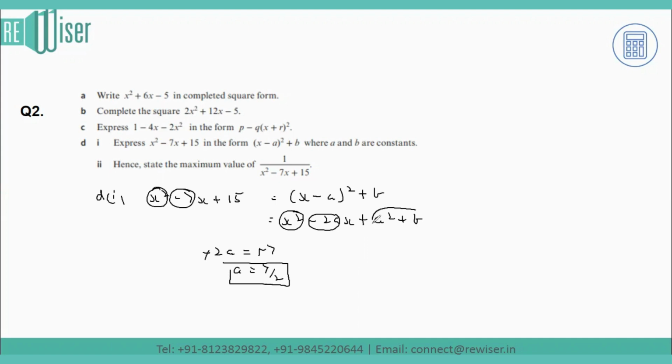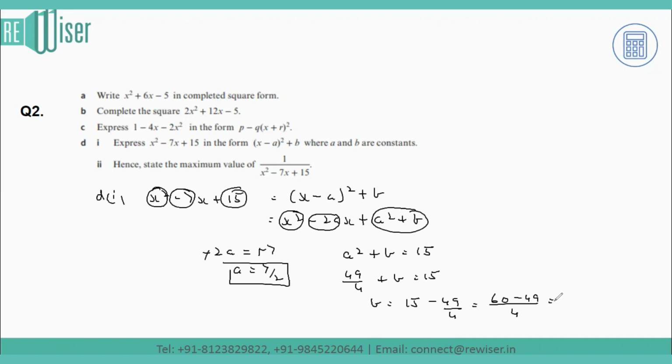Again, I'll be comparing the constant part, which is a squared plus b equals 15. And the value of a squared we know is 49 by 4, plus b equals 15. So the value of b that we got is 15 minus 49 by 4. If I take an LCM, that's 4. So this becomes 60 minus 49, so that is 11 by 4.